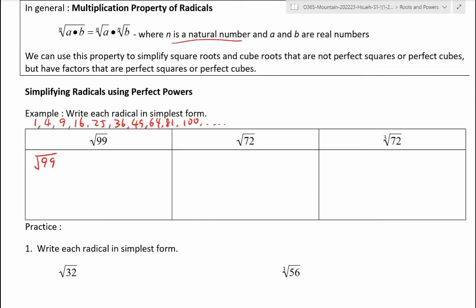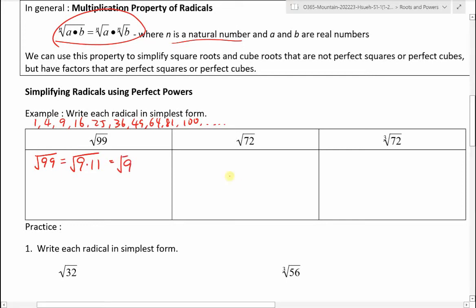So I can rewrite square root of 99 as square root of 9 times 11, which we learn from this property that we can simply split into square root of 9 times square root of 11. And then we know square root of 9 is simply 3. There's absolutely nothing we can do about square root of 11 because there are no more perfect square factors for 11. So we can simplify root 99 as 3 root 11.